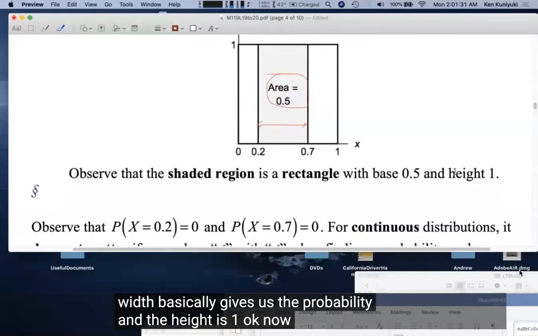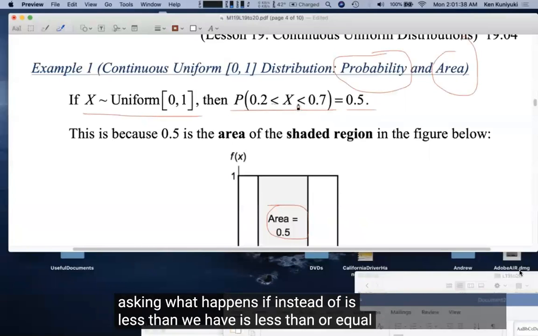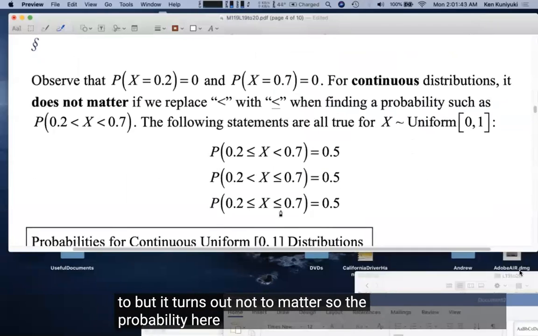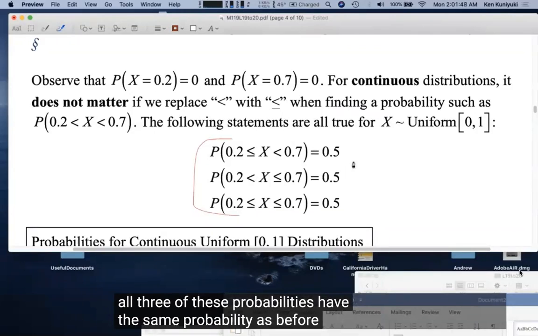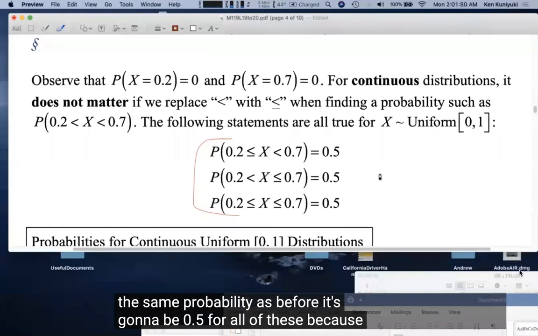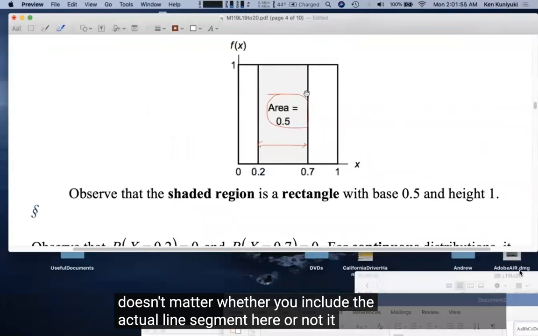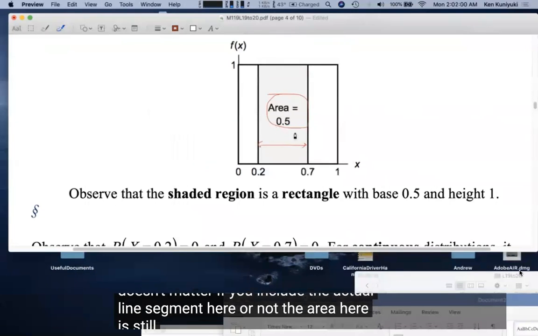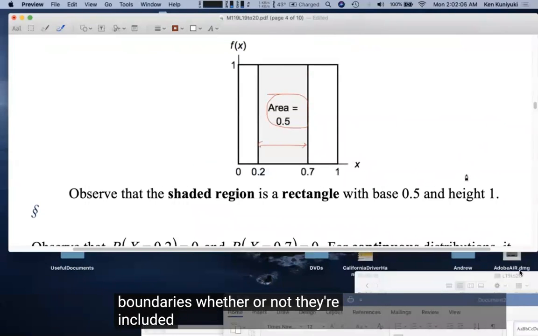Now you might be asking, what happens if instead of is less than, we have is less than or equal to? It turns out not to matter. So all three of these probabilities have the same probability as before. It's going to be 0.5 for all of these, because it doesn't matter whether you include the actual line segment here or not. The area here is still 0.5, regardless of the actual boundaries, whether or not they're included.